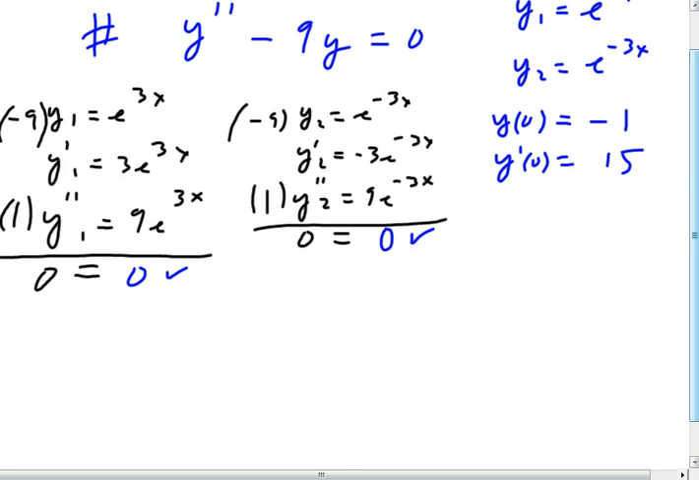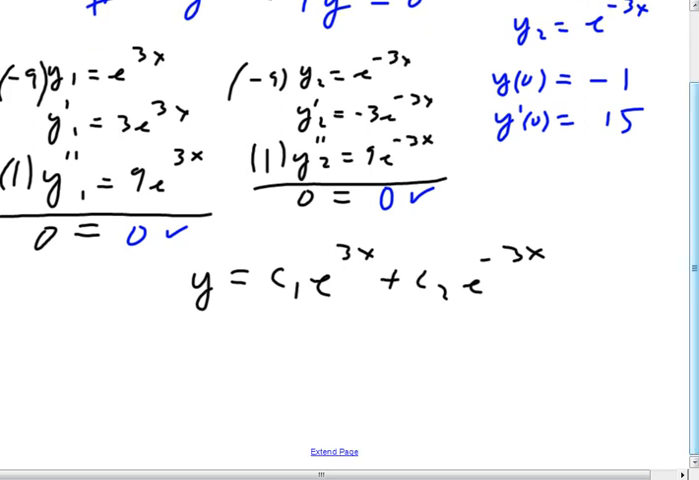So my answer is going to be in the form y is equal to c1 e to the 3x plus c2 e to the minus 3x. And we're supposed to find out what c1 and c2 are. So that's the first initial condition. We'll apply it. And we say, well, y at 0 is minus 1, which is going to be c1 plus c2.